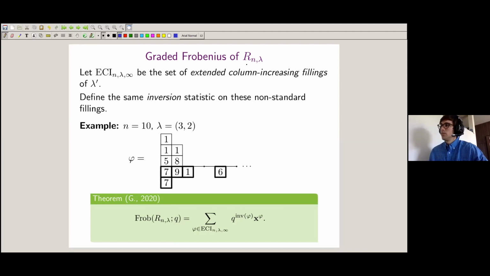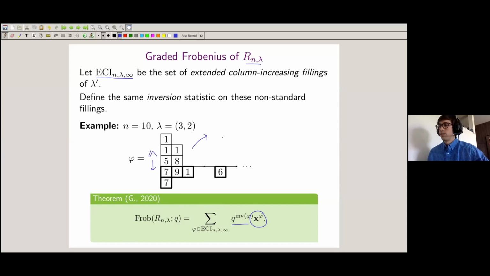So how do you get a formula for R_{n,λ}? Basically take those labeled diagrams, but now you allow repeated integers. And we'll define the same inversion statistic as before on these non-standard fillings. So here's an example where you have 4 ones, as long as the labeling weakly increases as you go down each column. And it's a theorem that the graded Frobenius characteristic of this ring is the sum over all of these labelings, where you keep track of the inversions, but you also keep track of a monomial corresponding to the filling.